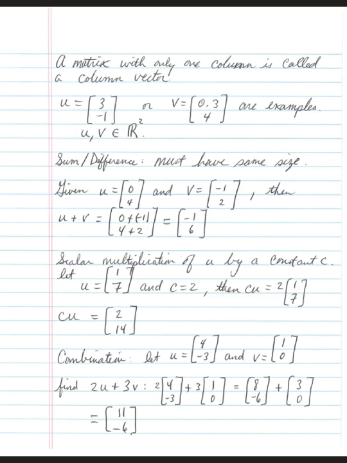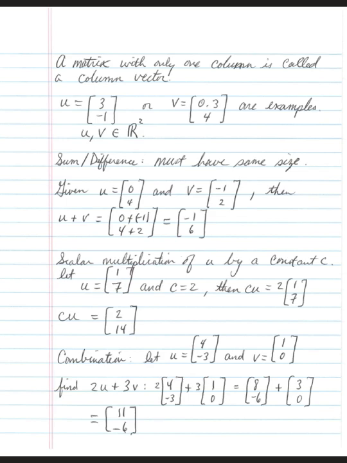Okay, now for matrices, if you're going to add or subtract, they have to have the exact same size. But then it's just a matter of adding or subtracting the same position. For example, u plus v, 0 plus -1 is -1. Bottom entries, 4 plus 2 is equal to 6.